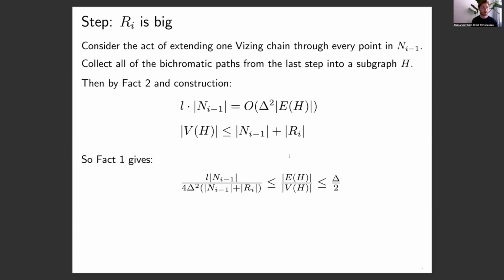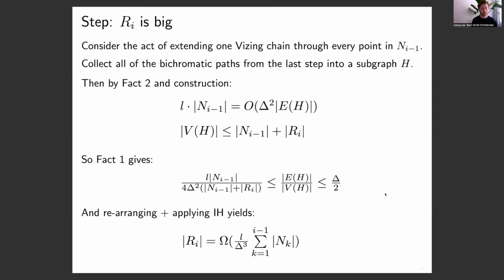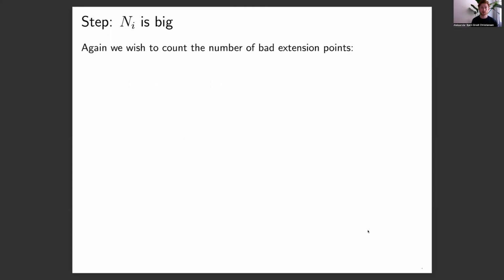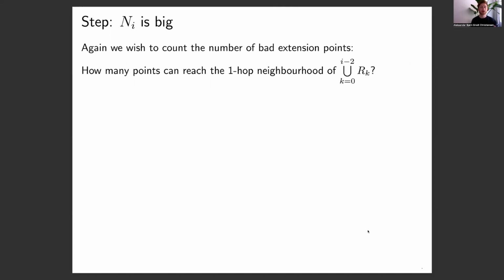And therefore, by the first fact, we get to write this, rearrange, and apply the induction hypothesis. And we get to show that R_i grows fast. And similarly, we want to show now that N_i also grows fast. So we want to say that there are not too many bad points that we can extend through. And why could a point be bad to extend through? Well, it could be that it extends into a Vizing chain that goes back and intersects some of the earlier levels of the things that we can reach. But we know already that there cannot be too many of these.